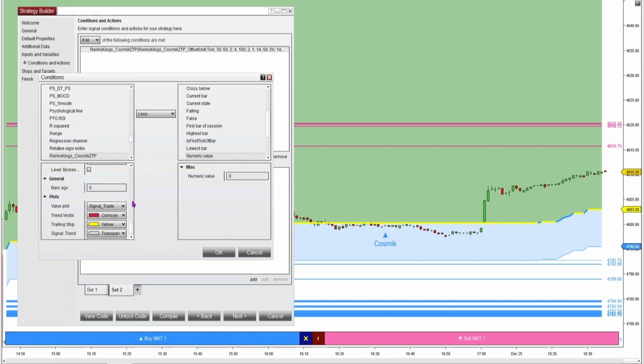I've left all the factory settings intact, and for the value plot, I've chosen the signal trade. For shorts, I want it to be less than the numeric value of 0. For long trades, I want the value to be greater than 0. That's because a signal for a long is a number 1 and a signal for a short is a -1.